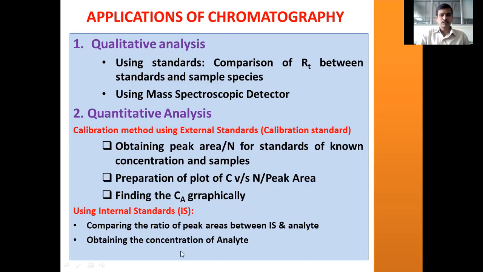For quantitative analysis with internal standards, we compare the ratio of peak areas between the internal standard and the analyte, and we can obtain the concentration of the analyte. You mix the internal standard with the sample containing the analyte. First you run the internal standard and obtain the peak area, then you run the mixture of internal standard and analyte, and compare the peak areas to obtain the ratio between them. You can then find out the concentration of the analyte.